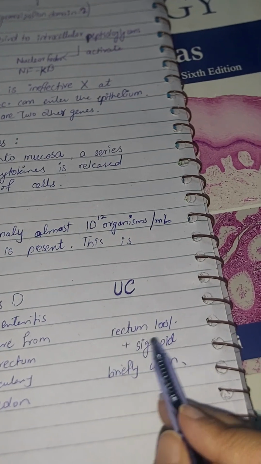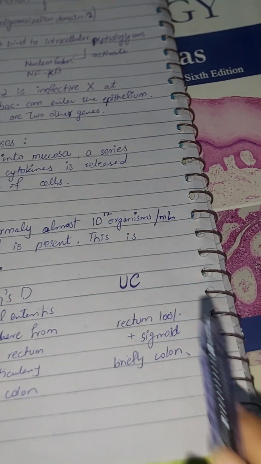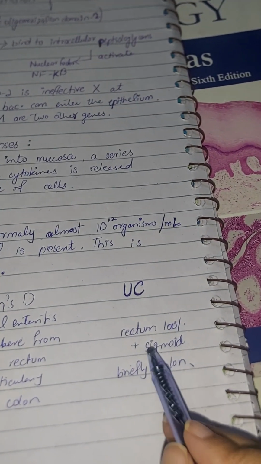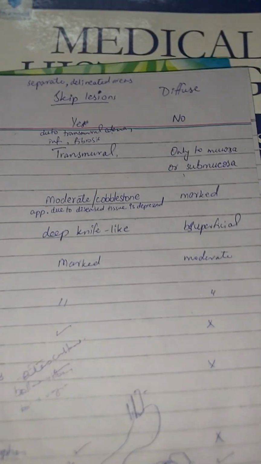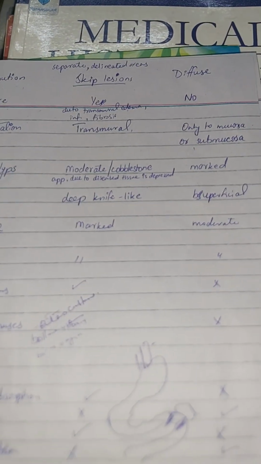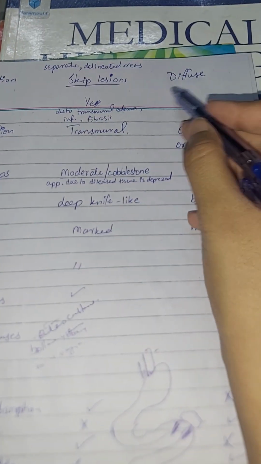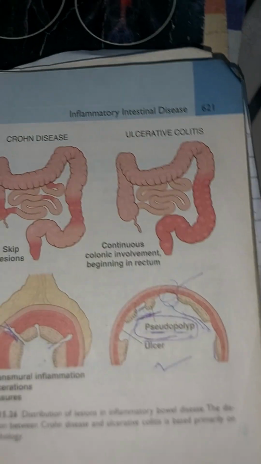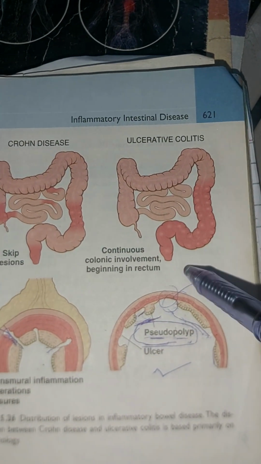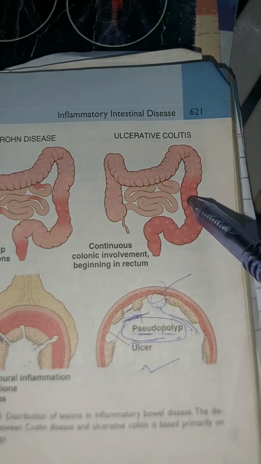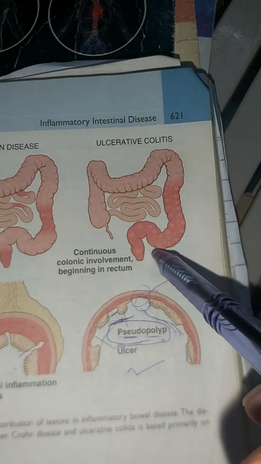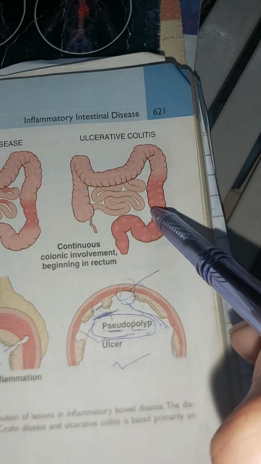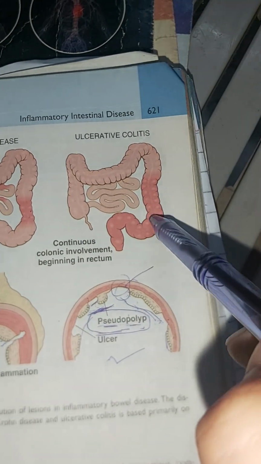So the rectum is 100% involved, always involved in a patient with ulcerative colitis. The sigmoid is involved briefly, and sometimes the colon is also involved. Now come to the next point, distribution. Distribution is diffuse, as I'm showing you in this picture from Robbins. This is the sigmoid and rectum, and a small part of the colon is also involved. So there is diffuse inflammation. There are no skip lesions.